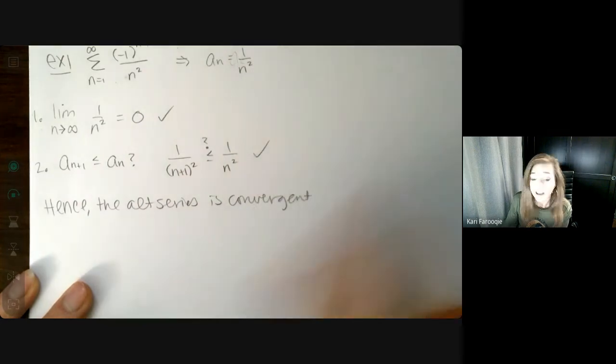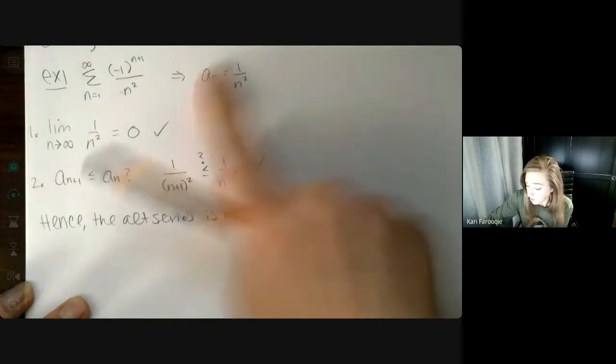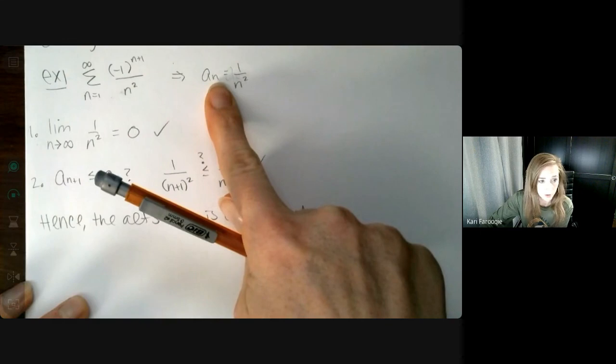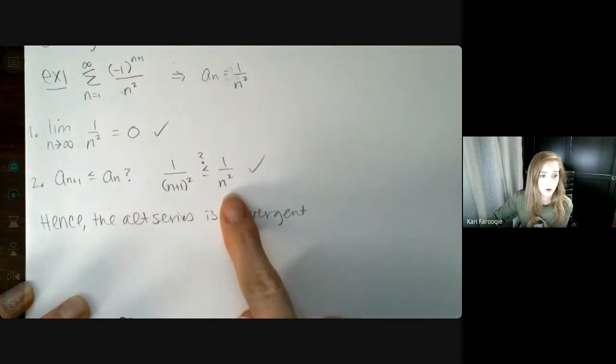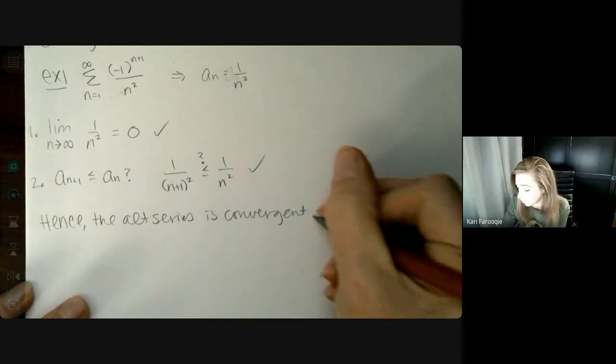That's it. It does not matter what else is happening in the series. Whatever this is, all you need to know is that its limit as n approaches infinity is 0, and that the n plus 1th term is less than or equal to the nth term. Those are the two things you need for the alternating series to be convergent.